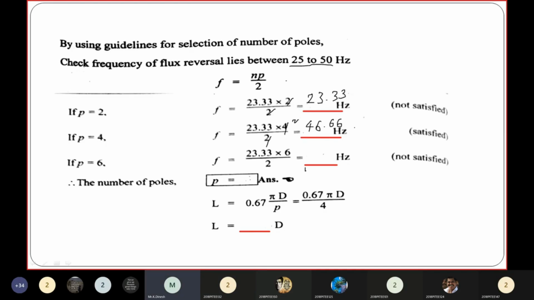Yes, 46.66. So இந்த frequency பாருங்க, இது வந்து பாத்தீங்கன்னா it is within the 50 hertz. So அப்ப இந்த frequency is satisfied. So இப்ப நம்ம அடுத்ததும் பார்த்துடலாம். இப்போ P equal to 6, 23.33 into 6 divided by 2.